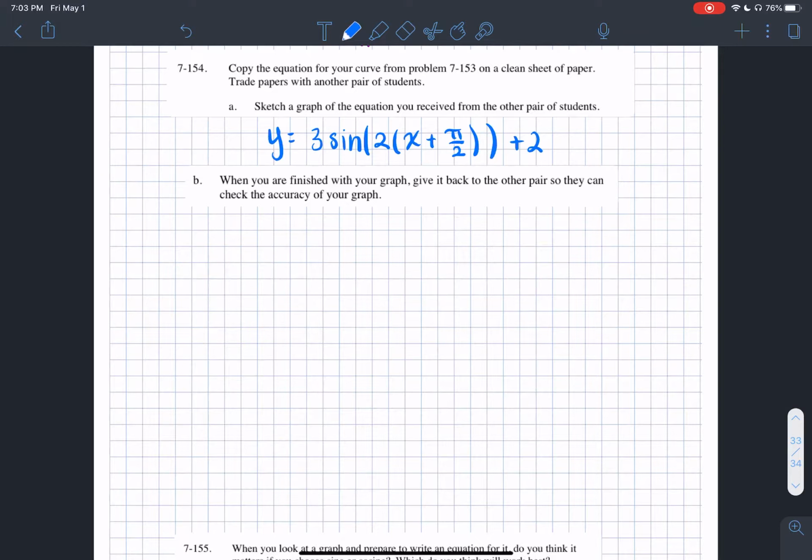Now that you've read the problem, let's look at what it's asking you to do. You don't have a partner, so it's asking you to sketch a graph of the equation you receive from the other pair of students. So since you don't have a partner, let's just look at this equation I'm giving you right now. The equation is y equals 3 times sine of 2 times (x plus pi over 2), plus 2. You can use Desmos to help you graph this on your paper. Go ahead and try to graph this now.